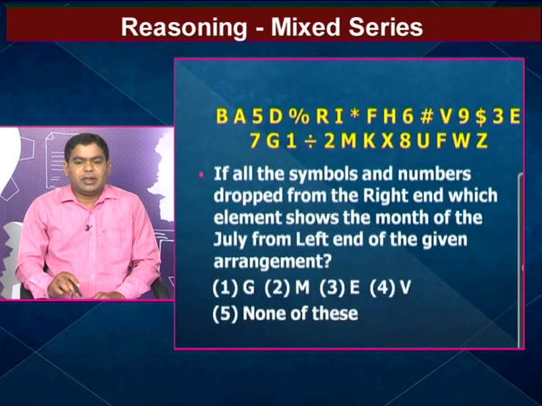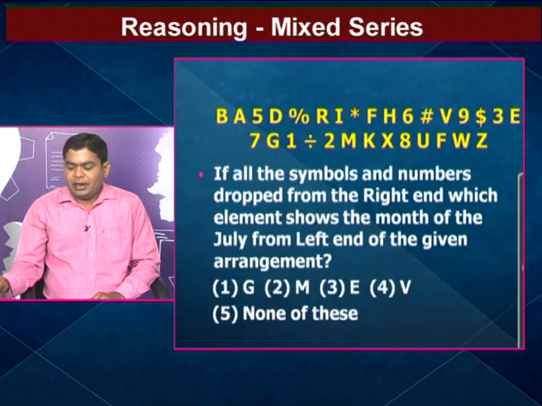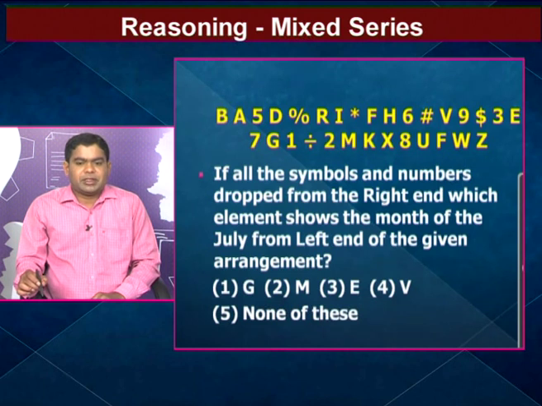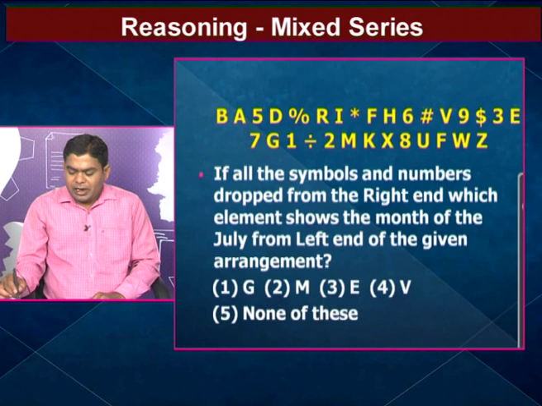If all the symbols and numbers are dropped from the right end, which element shows the month of July from the left end of the given arrangement? Dropped means we do not count the given symbols as well as numbers. After that we count from the question's ending direction. Left end means the seventh element from the left end is our answer, since in the calendar the seventh month is July. So seventh left is our answer.